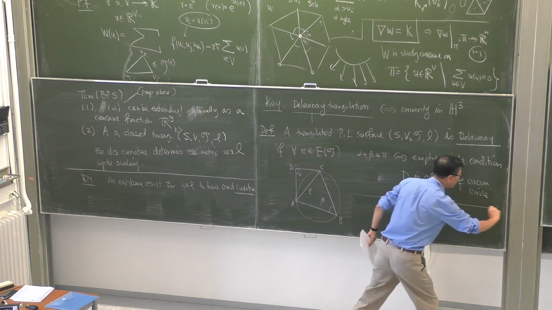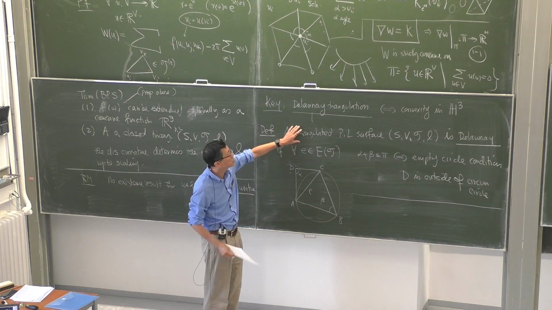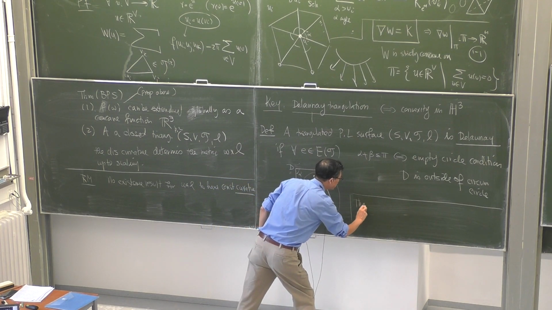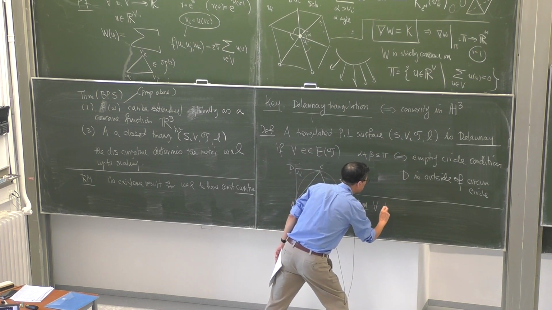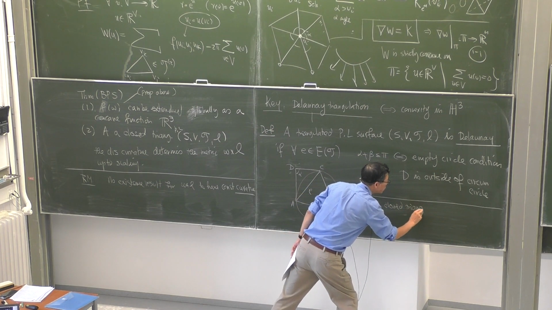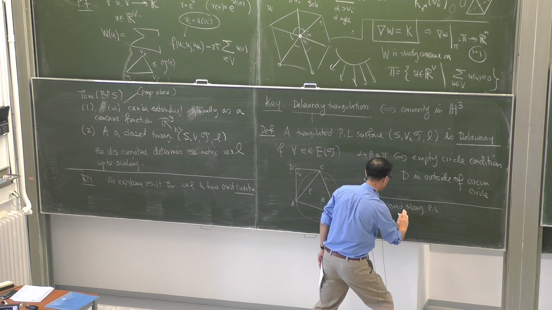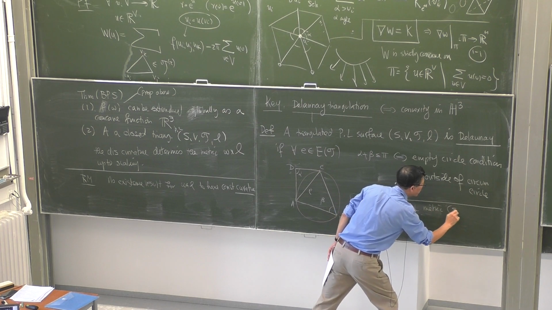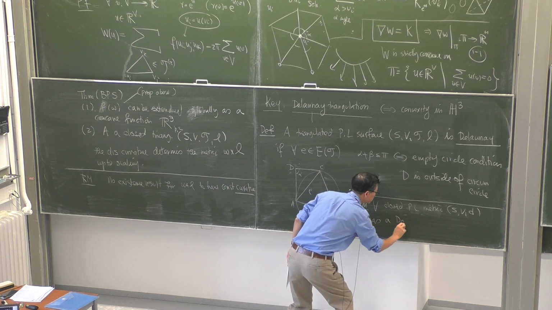I will say more about it next time. Let me just end by saying that these triangulations always exist. A basic theorem from computational geometry says that every closed PL metric, compact, closed, triangulated PL surface, has a Delaunay triangulation.